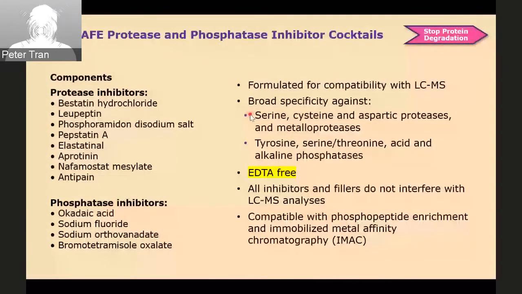This is an example of a product for protease and phosphatase inhibitor. It's called Mass Spec Safe protease and phosphatase inhibitor cocktail. And normally you see there's a combination of different inhibitors in the product, as shown here. You may realize that some products contain EDTA and some are EDTA free, right? I will touch on this one in the next slide.